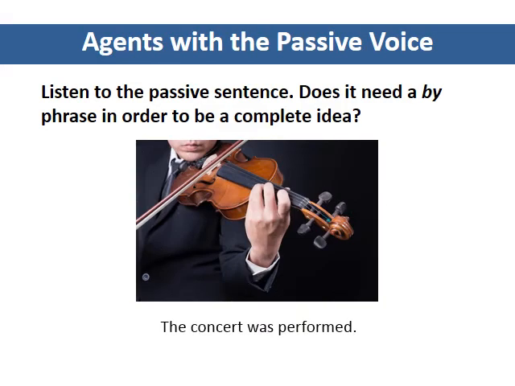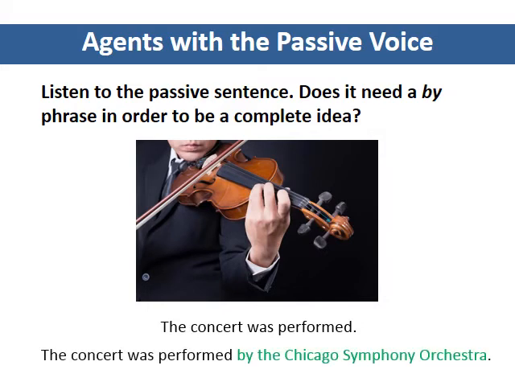The concert was performed. This sentence has an incomplete meaning. The agent is not obvious because many people can perform a concert. We do not know who performed the concert, so we need to include the agent.